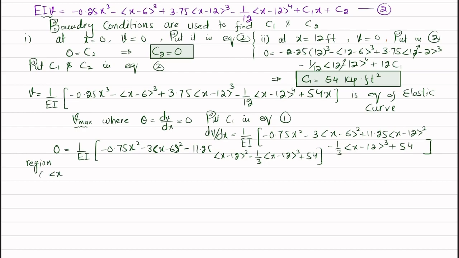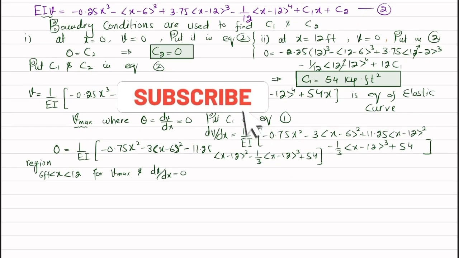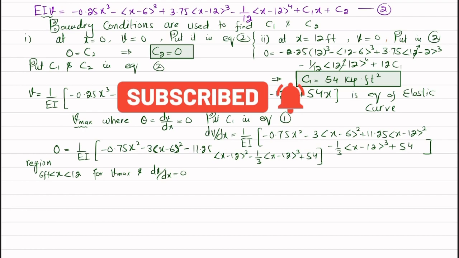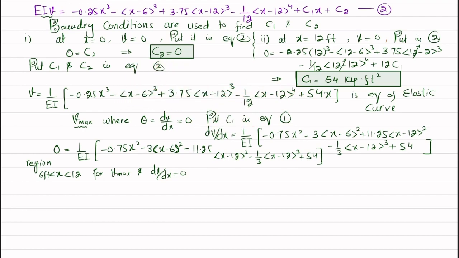So I will write region x is greater than 6 feet and less than 12 feet for V max, and dv over dx is equal to 0. So if x is greater than 6, for example, and less than 12, this term will be negative, and anything inside the Macaulay bracket that is negative will be considered 0, and this will also be 0.